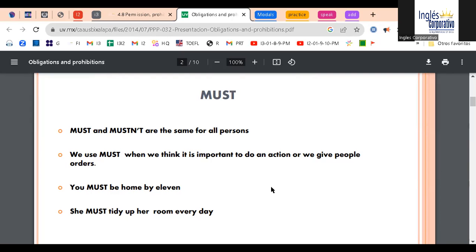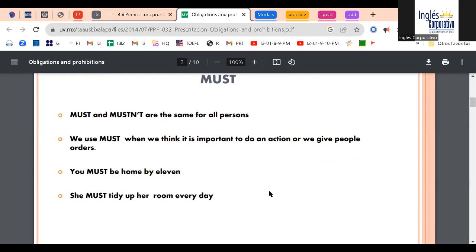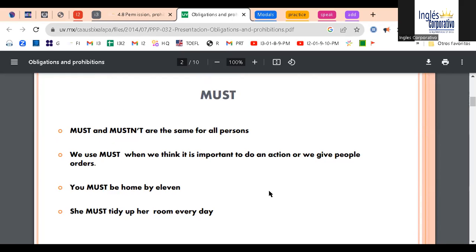So that's your opinion. So I must, as I was telling you, I must study to graduate, for example. So that's my own responsibility. So that's from your own perspective, let's say. Okay, let's see. So tell me something that you must do, guys. Something that you must do. For example, I must study for my driver's license. Okay, so what is something that you think that you have to do, that you must do?